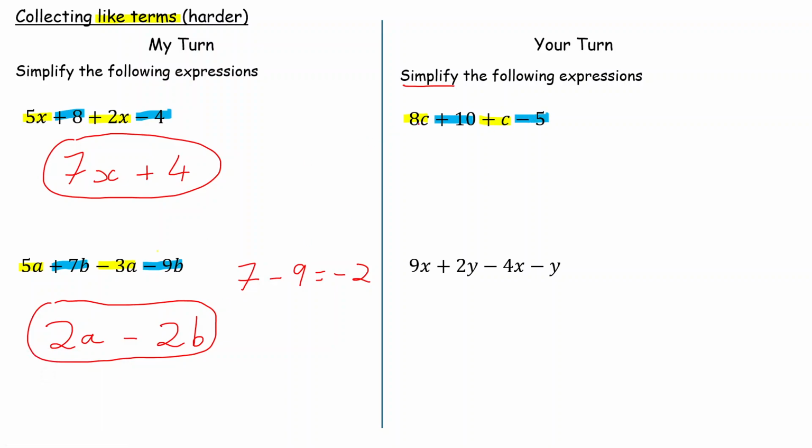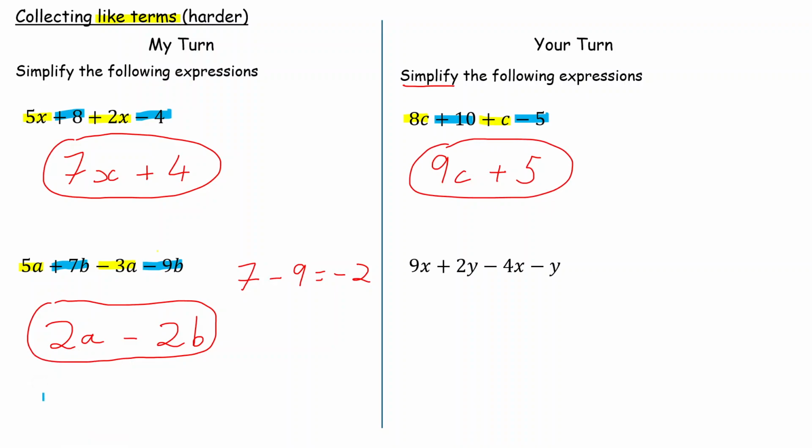So we've got 8c plus a 1c, remember that's a 1. 8c and 1c is going to give you 9c. You've then got a plus 10, take away 5. So what's 10 take away 5? Positive 5. So plus 5. That is your answer.